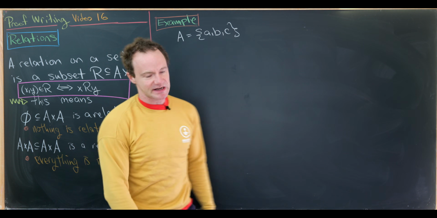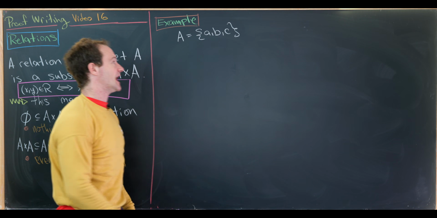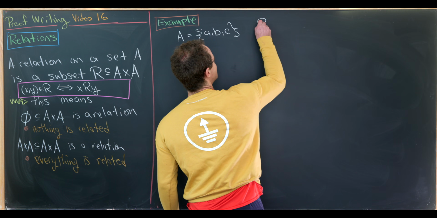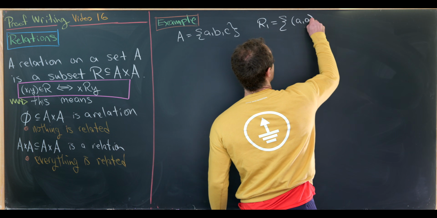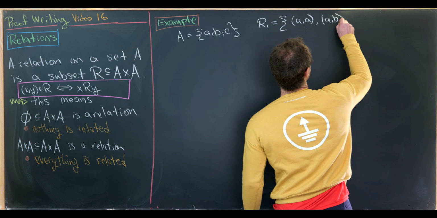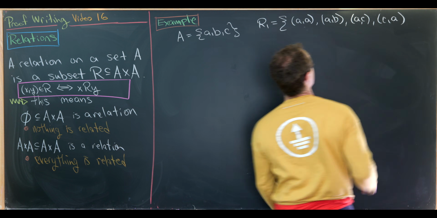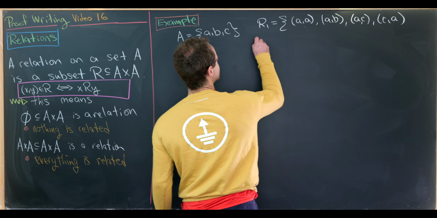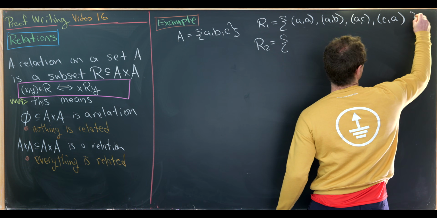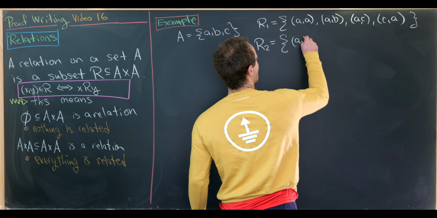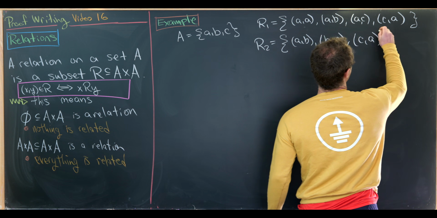Okay, so let's look at an example. Let's say we've got this set A, and it's the three element set {a, b, c}. And let's say we've got a couple of relations. Let's say we have R1, which has (a, a) in it, (a, b), and then maybe (a, c) and (c, a). And then let's maybe also say that we have R2, and maybe R2 is equal to {(a, b), (b, c), (c, a)}.